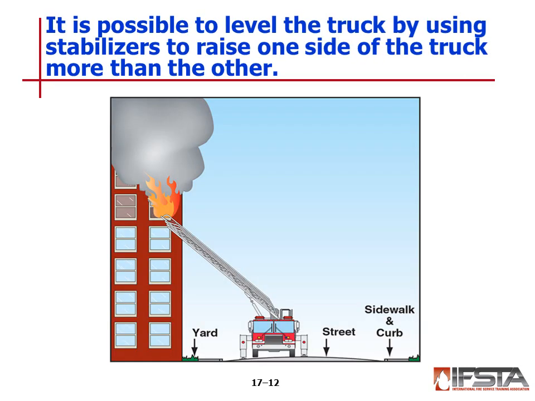In some cases, it's possible to level the truck somewhat by using stabilizers to raise one side of the truck more than the other. This is generally only possible on grades perpendicular to the long center line of the apparatus. Ability to do so depends on the type of stabilizer the truck is equipped with. For the most part, it can only be done with single chassis vehicles designed to be lifted completely off the ground.